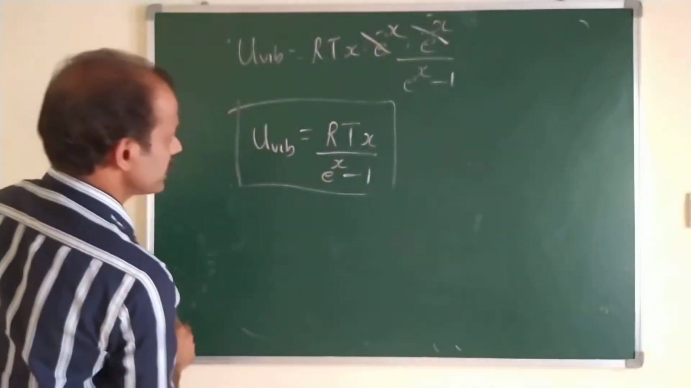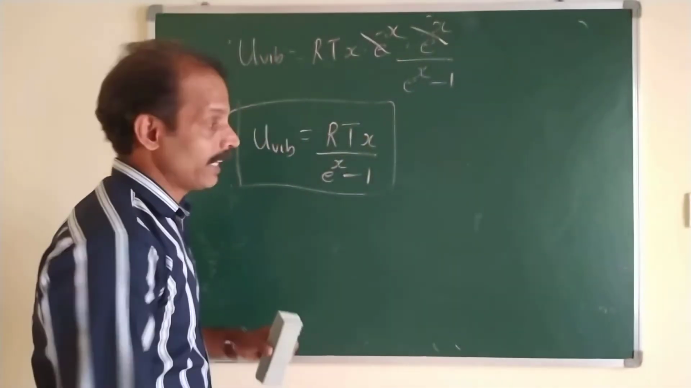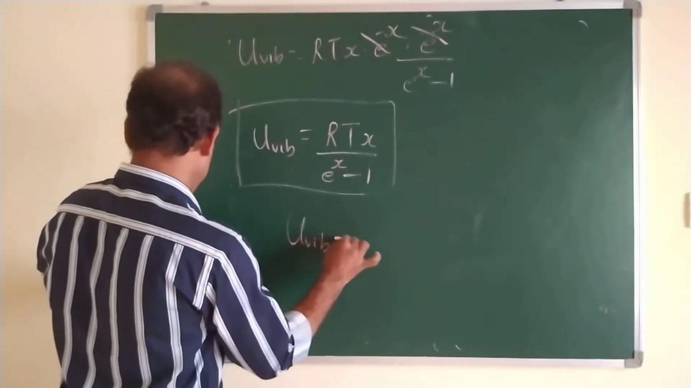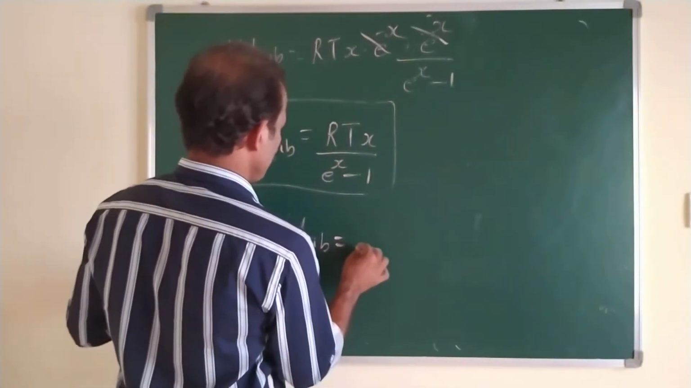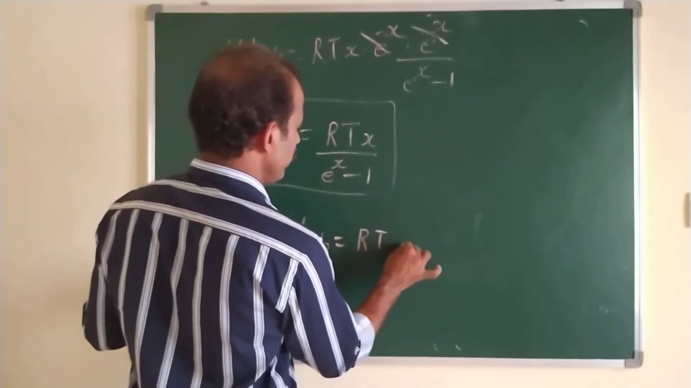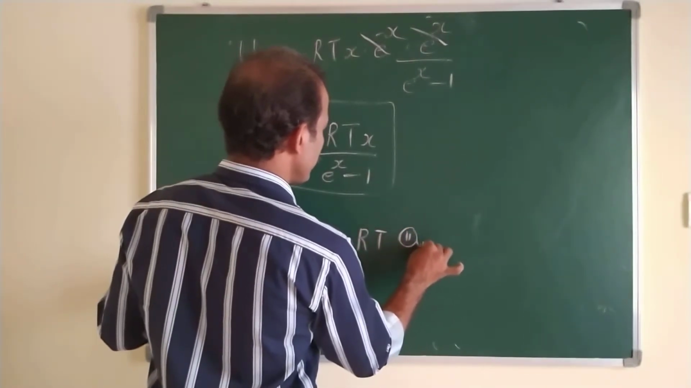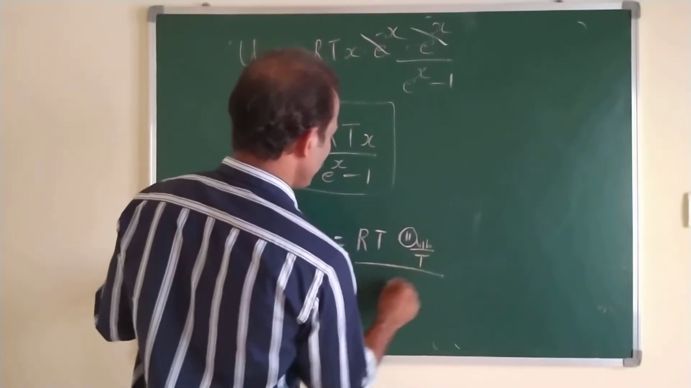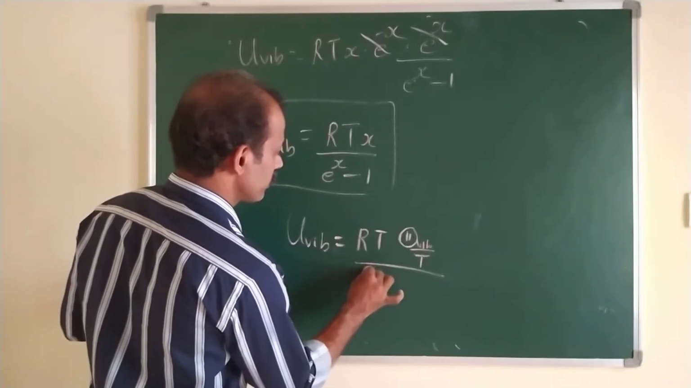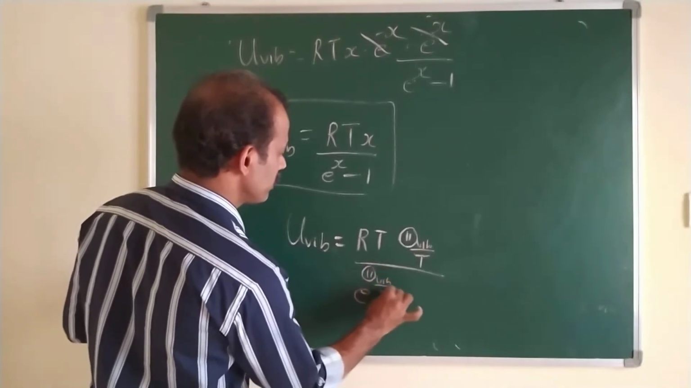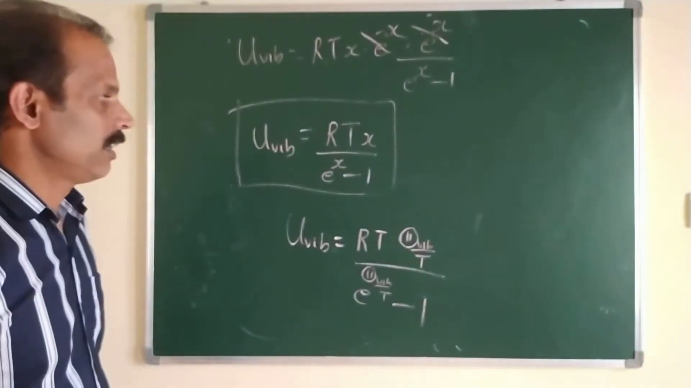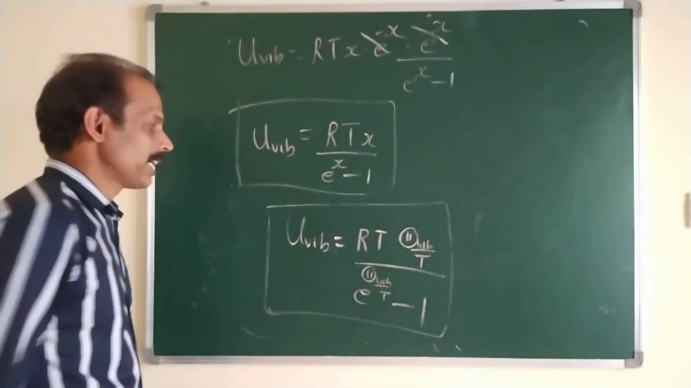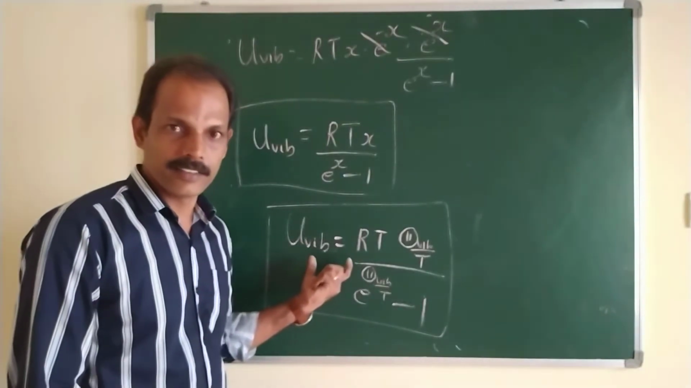So when we are replacing the value of x, that is U vibration, it is equal to RT into theta vibration by T divided by e raised to theta vibration by T minus 1. That's the equation we obtained for vibrational internal energy.